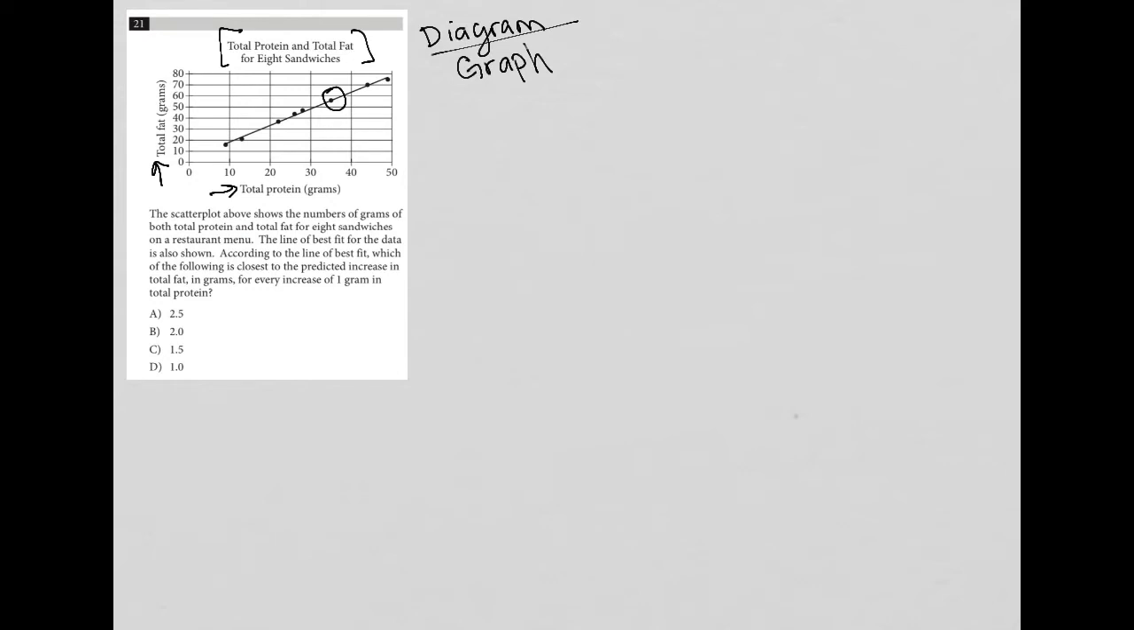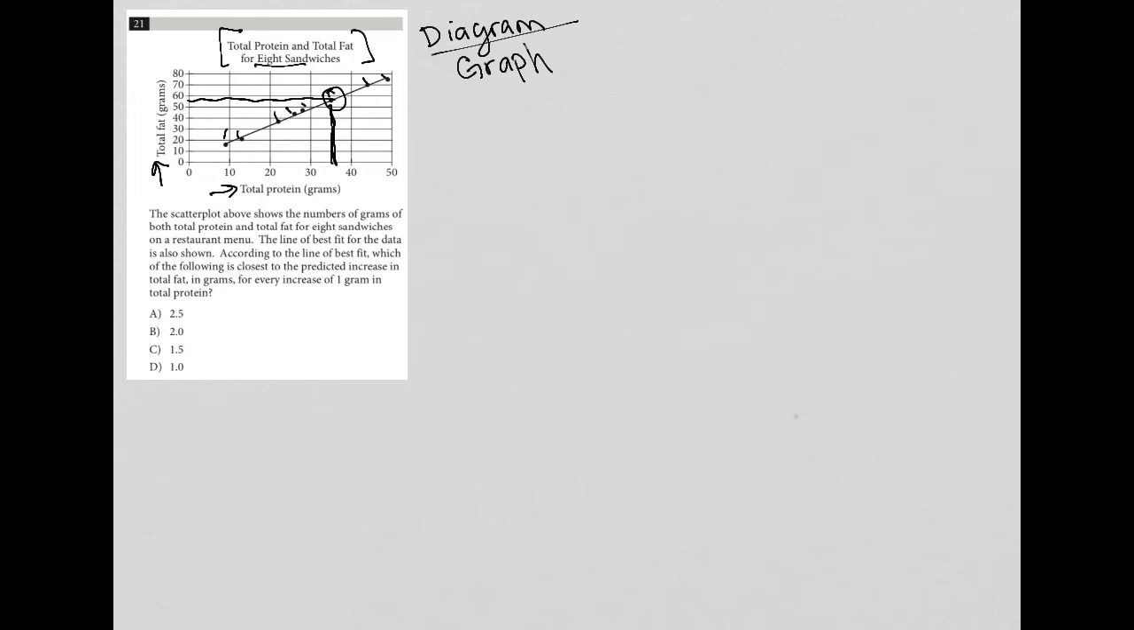And if you can do all that, you pretty much understand how the graph is laid out. So the point that I've circled, again, I'm going to assume, 1, 2, 3, 4, 5, 6, 7, 8, so that point is one of the 8 sandwiches. And based upon where it's located, I see that this particular sandwich has about 35, 36 grams of total protein, and then about 56, 57 grams of total fat.